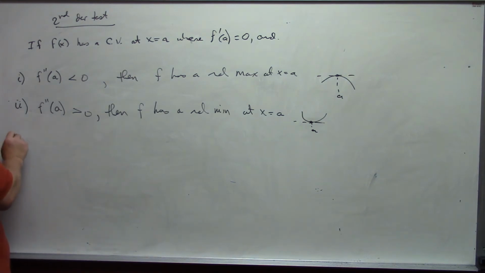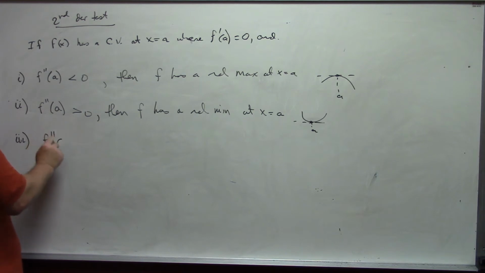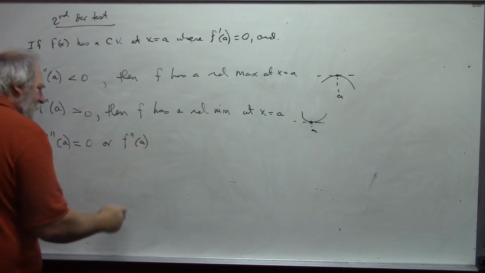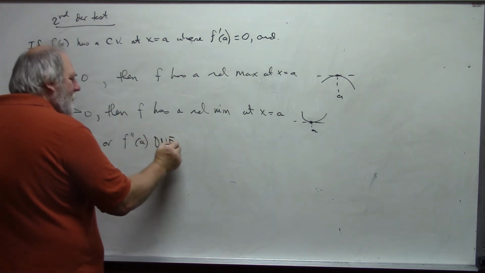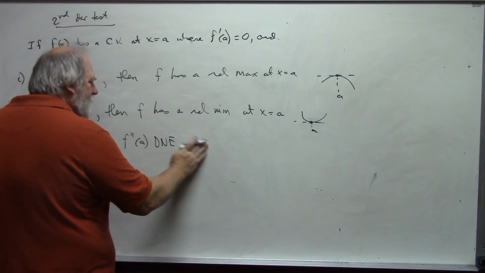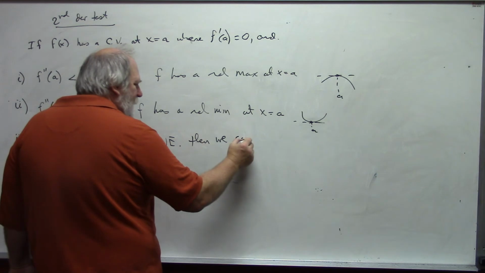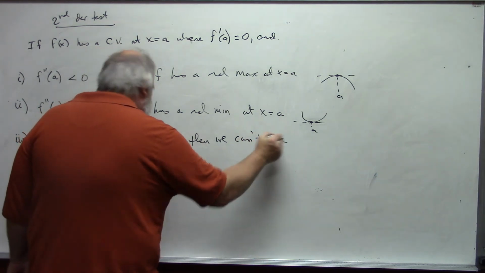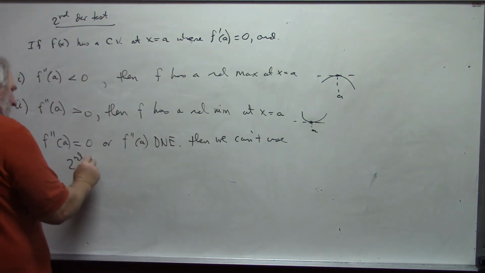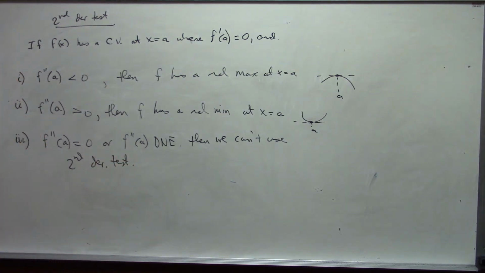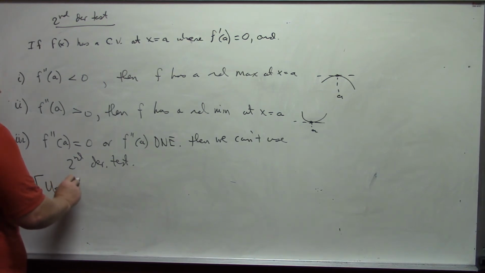And the third part, and f double prime at a equals 0, or f double prime at a does not exist, then we can't use the second derivative test. You must determine relative max and relative min from the first derivative test, what we talked about previously.